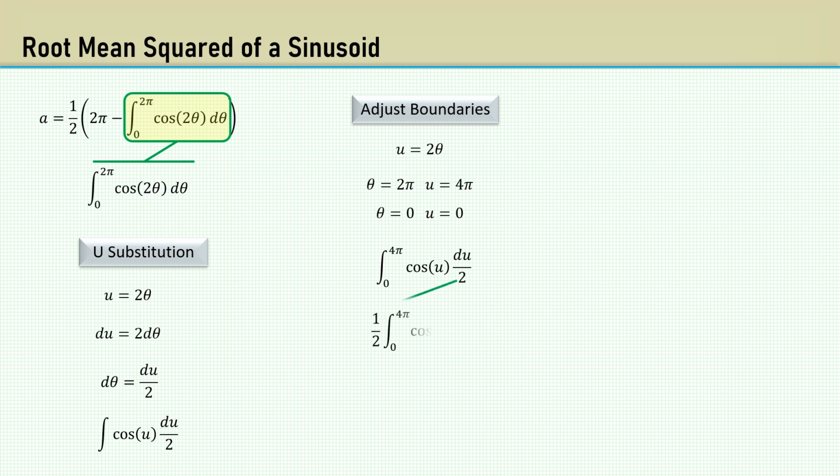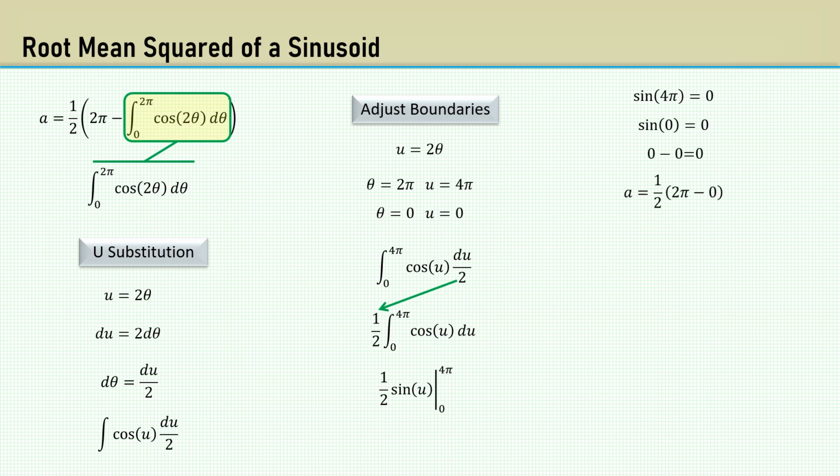Now we can move the constant 1/2 out in front of the integral. The integral of cosine of u is the sine of u, integrating from 0 to 4 pi. Due to the periodicity of the sine function, the sine of 4 pi is 0, and of course the sine of 0 is 0. All this work, and the right-hand side goes to 0. Plugging these values into the equation we had for A gives us this.